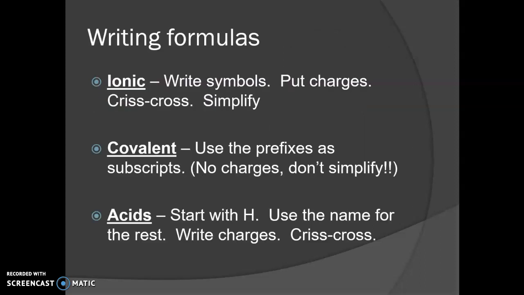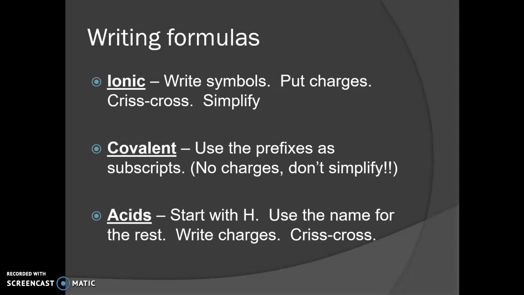All right, for writing formulas, this is if I give you the name and ask you for the symbols. For ionic, don't forget to put your charges and cross them down and then simplify. For covalent, you don't simplify, you don't do charges, you just write the number that the prefix tells you. And then for acids, start it with H. Use the name to figure out if it's H in one element or if it's a polyatomic ion. So again, if it has hydro, it's just one element.